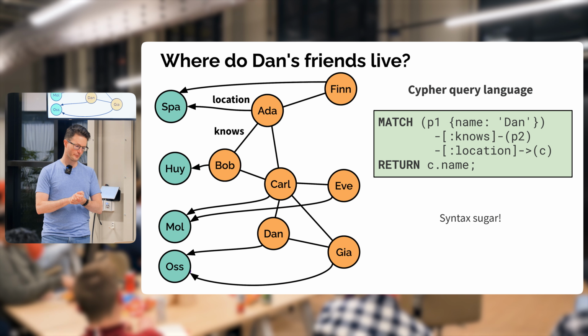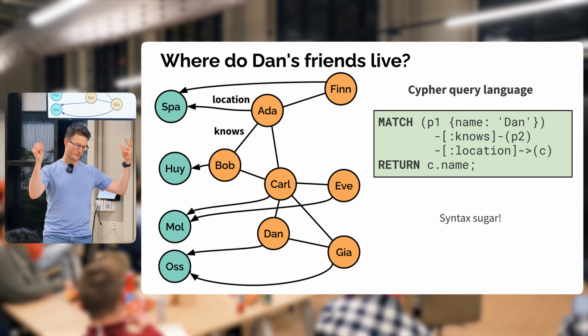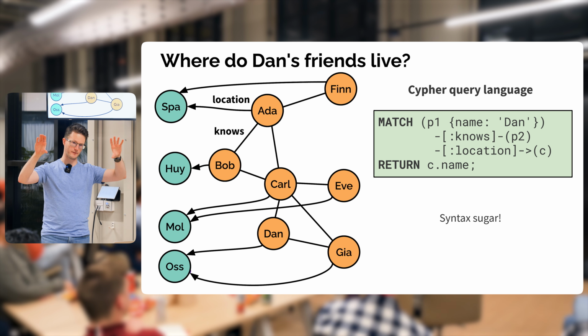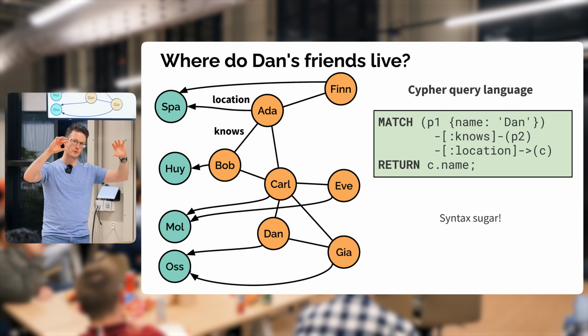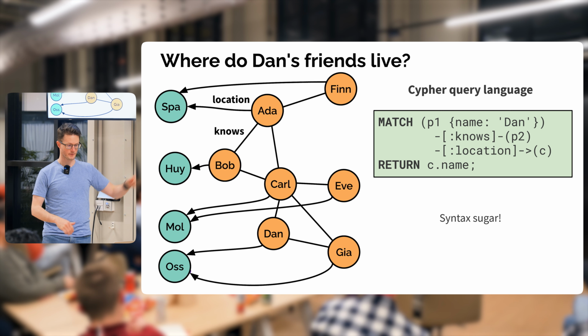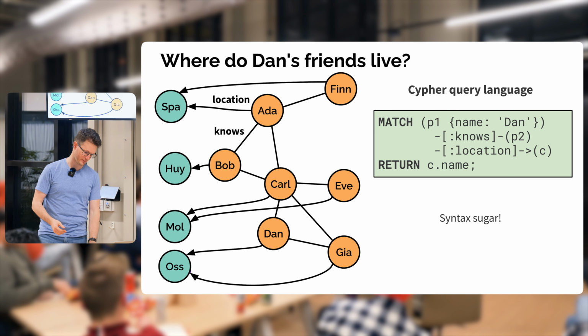What graph databases offer is a bunch of syntax sugar. You can ask, where do Dan's friends live? I'm just going to select person 1 with the match clause, which stands for graph pattern matching. That's Dan. The knows edge is denoted with these brackets. It has 2 hyphens on the side, so it's undirected. And the location edge goes to a city, and then we return the city's name. I think this is a really nice syntax that captures the joins in a visual, easy-to-follow way. And things like bidirectionality in the edges are a first-class citizen here.